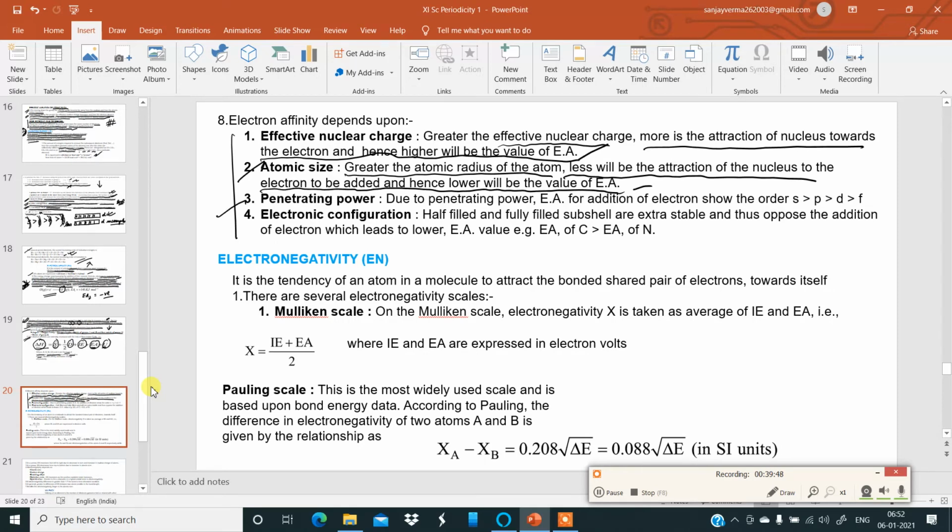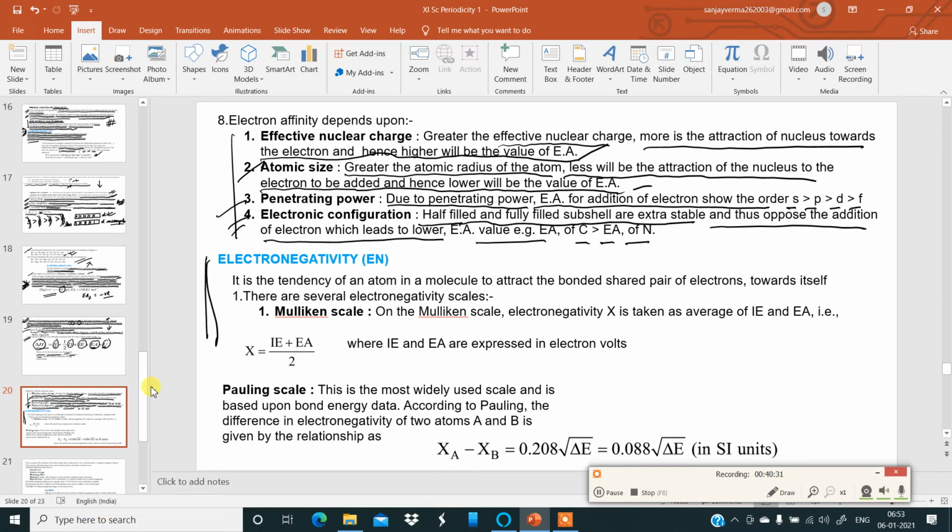Penetrating power. Due to penetrating power, the addition of electrons shows the order s greater than p greater than d greater than f. So addition of electrons in s orbitals is highest because of the penetrating power. Then electronic configuration, I have been telling again and again: half-filled and fully filled subshells are extra stable and thus oppose the addition of an electron, which leads to a lower EA value. Carbon has greater electron affinity than nitrogen. That was electron affinity.